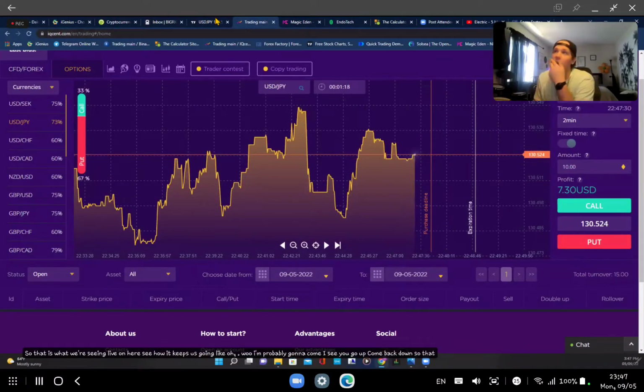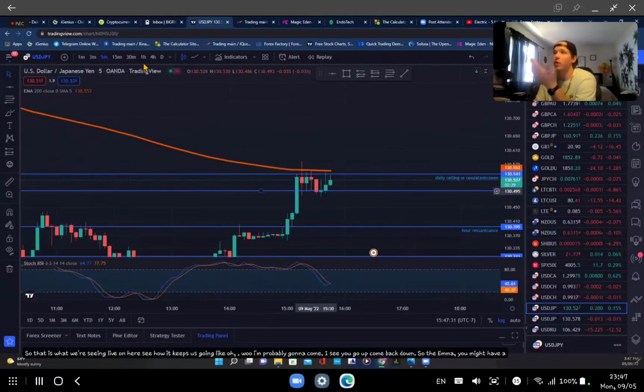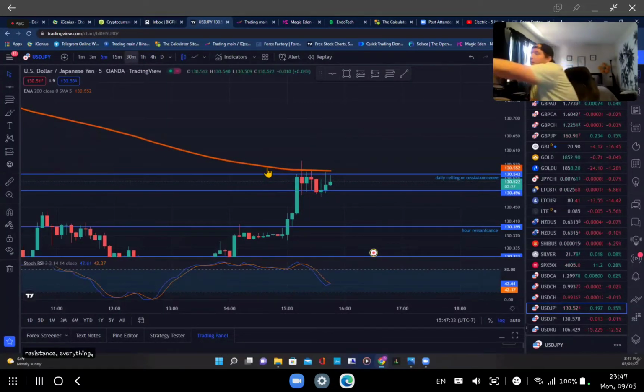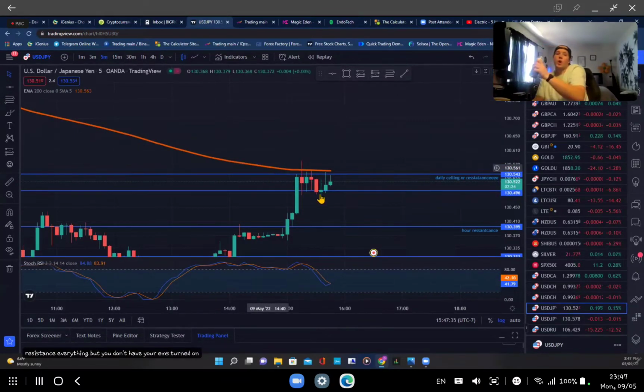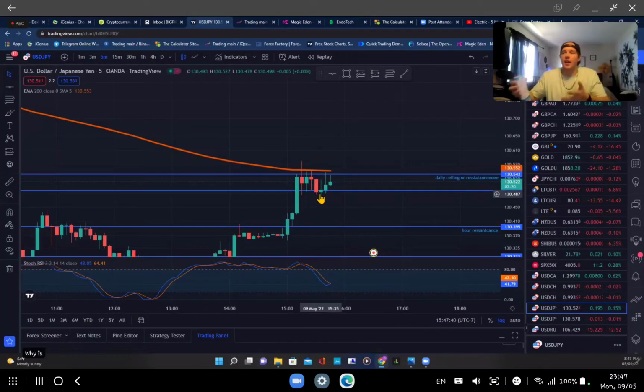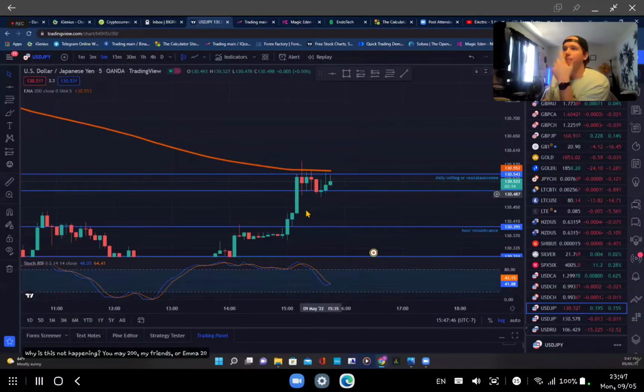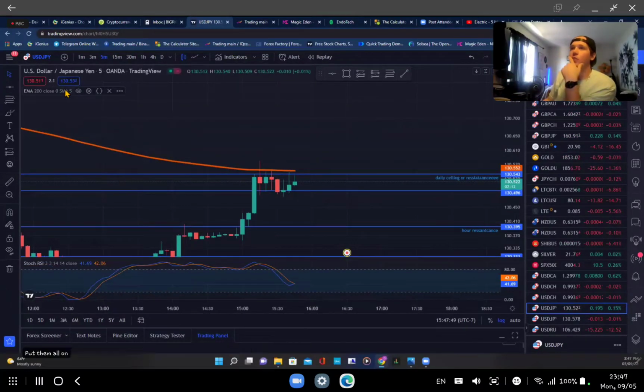So the EMA, you might have a solid area of support, resistance, everything, but you don't have your EMAs turned on, so you don't know why. You're like, why am I losing this trade? Why is this not happening? EMA 200, my friends, or EMA 20 or EMA 9. Put them all on, figure out which ones you like the best.